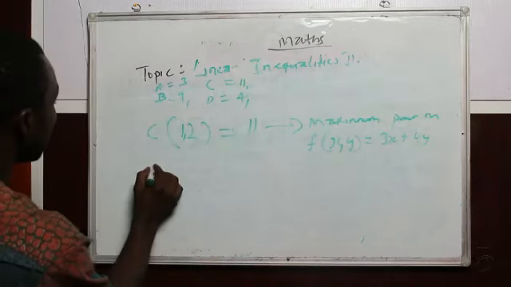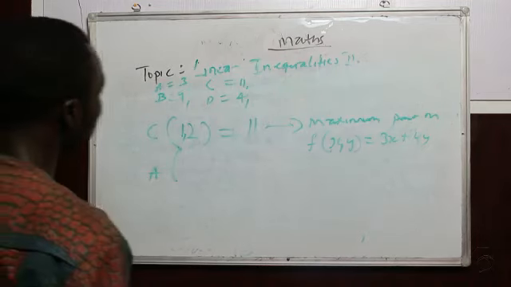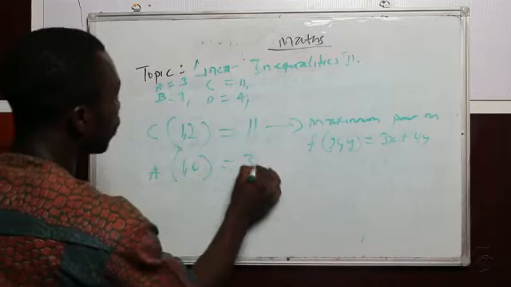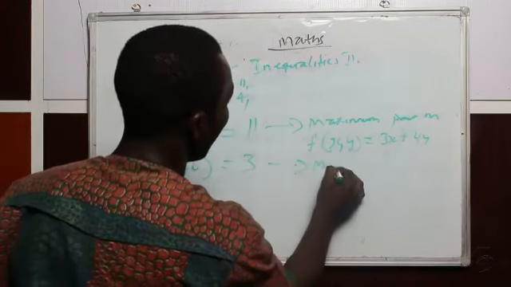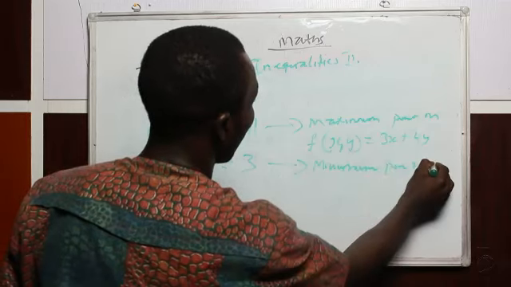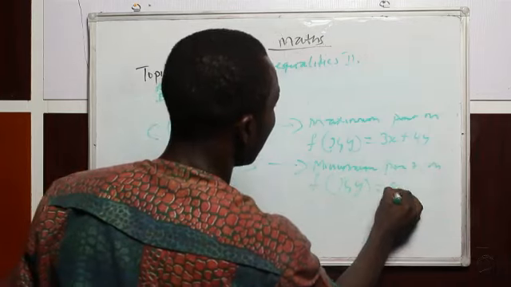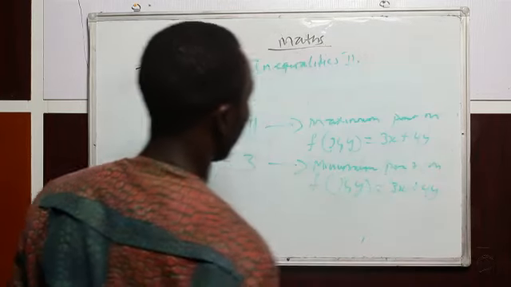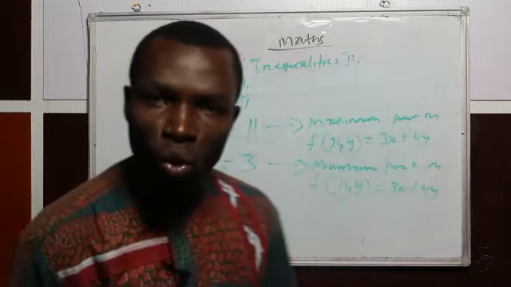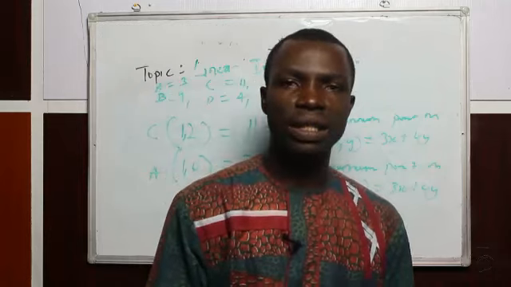Our minimum point is A, at point A, bracket into what? 1, 0, which gives us 3. This is the minimum point on the function f of x, y equal to 3x plus 4y. So this has shown the minimum point and the maximum point pertaining to linear inequality.